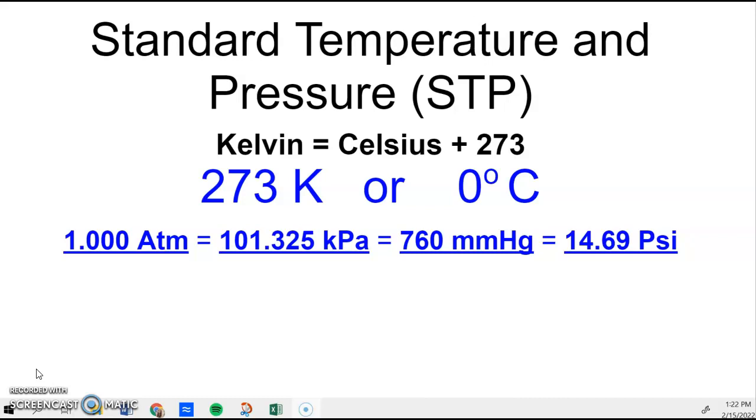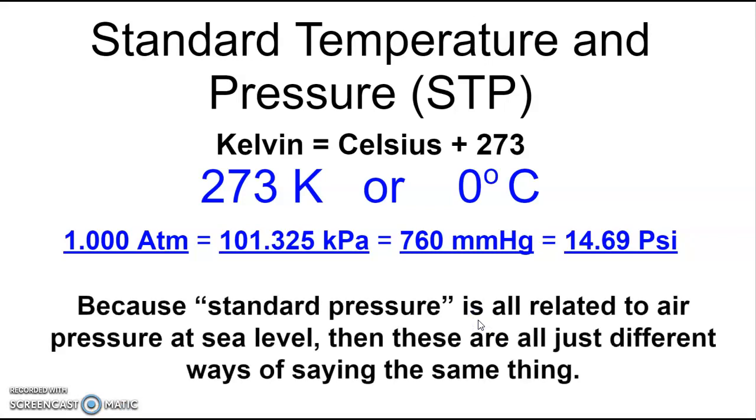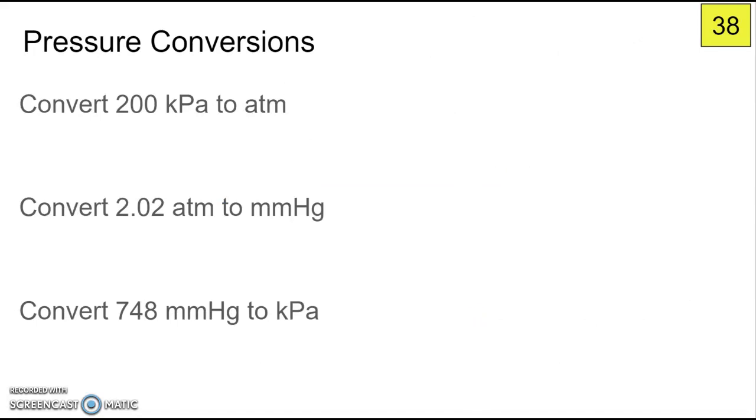Think back to the example I gave about the desk. We're measuring the same thing, we're just using different units. Because standard pressure is all related to air pressure at sea level, these are all the same thing, just a different way of saying it. Now we're going to do some pressure conversions and some temperature conversions, and these are really important to put into your notebook so that you have the work, and next time you get stuck, you have something to check.